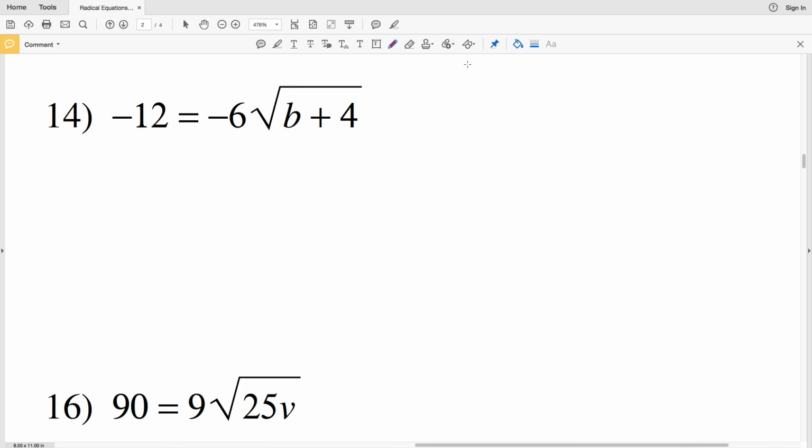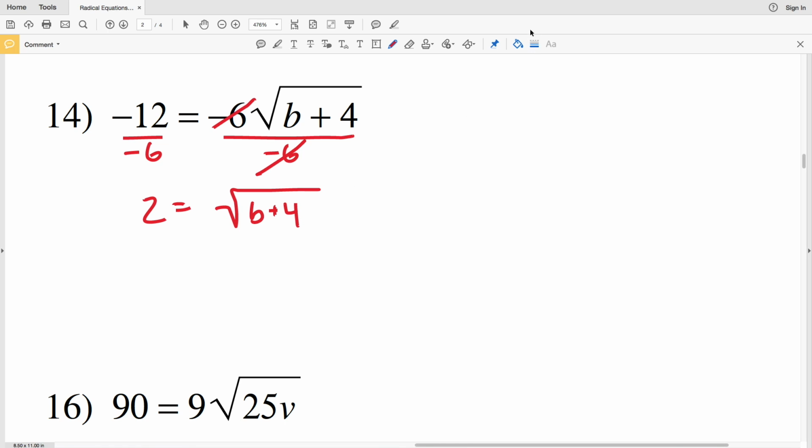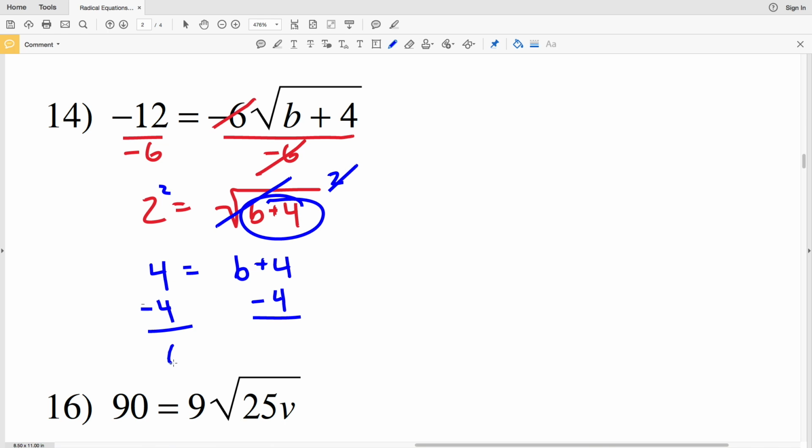Number 14, what we need to do is divide by that negative 6 at the start in order to isolate the radical. When we divide by negative 6, on the left-hand side, we'll get a positive 2, and on the right-hand side, we'll get just the square root of b plus 4. Now we can go ahead and square both sides. 2 squared gives us 4, and we'll be left with b plus 4 on the right-hand side. Subtract by 4, and we'll get that 0 is equal to b.